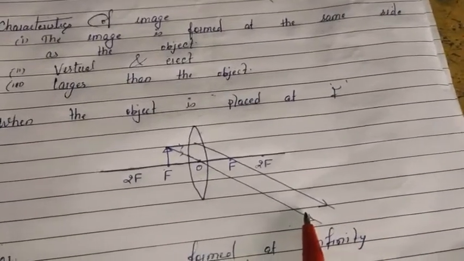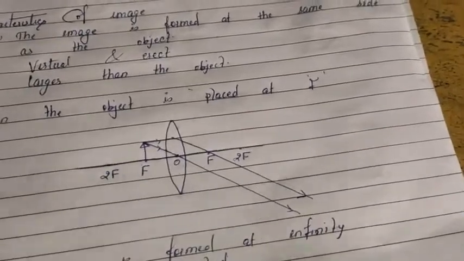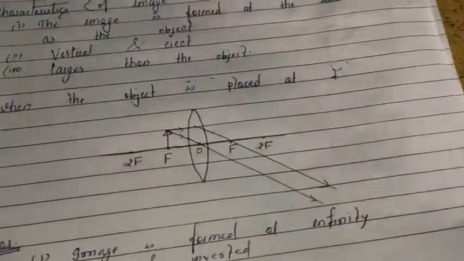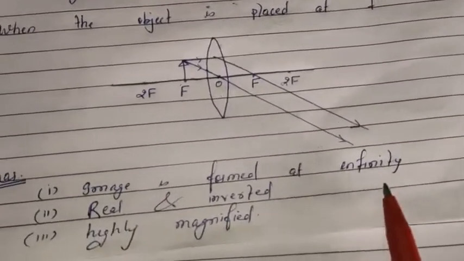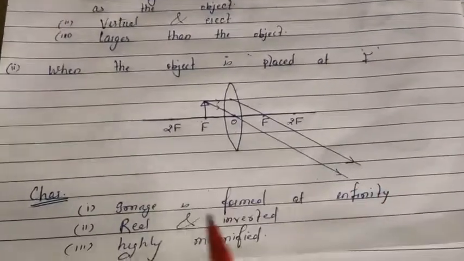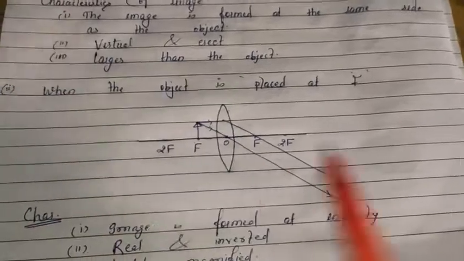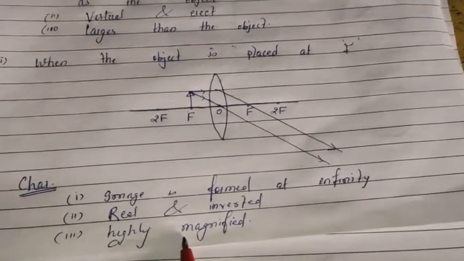That's why in this case we have to write the image is formed at infinity because infinity can't be defined. The two parallel rays will never intersect. That's why we have to write the image is formed at infinity and we cannot define infinity. The image is real and inverted and highly magnified. When the object is placed at focus, the image is always real, the image is always highly magnified.